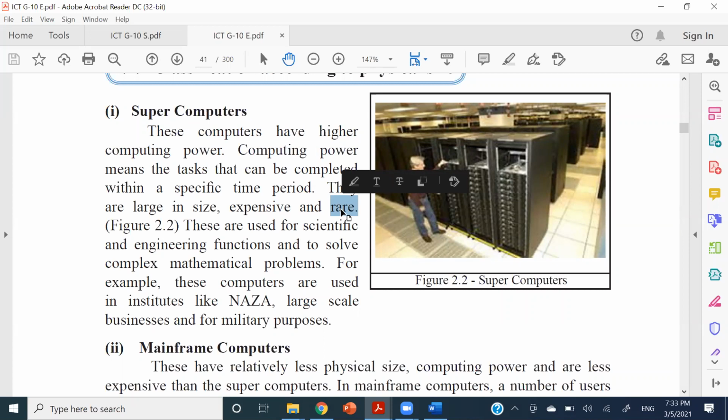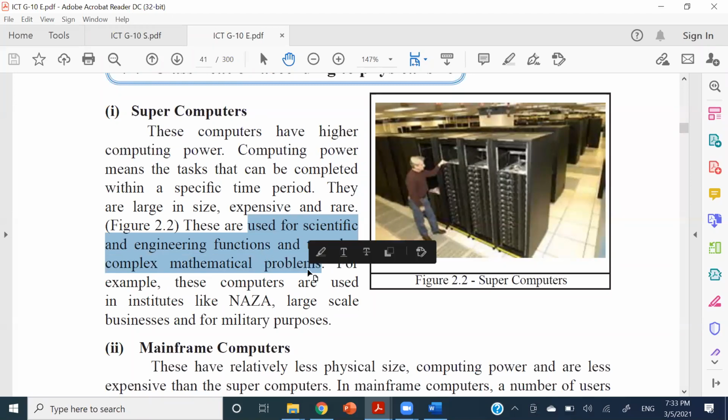Rare. And the next point is going to start like this. Used for scientific and engineering functions and to solve complex mathematical problems.